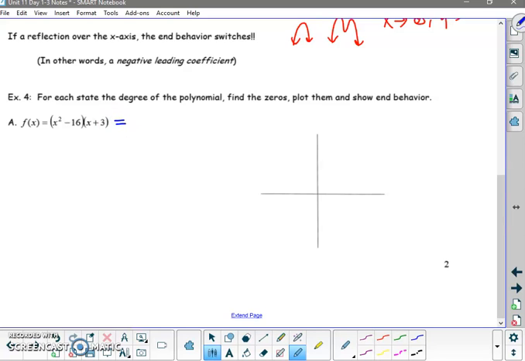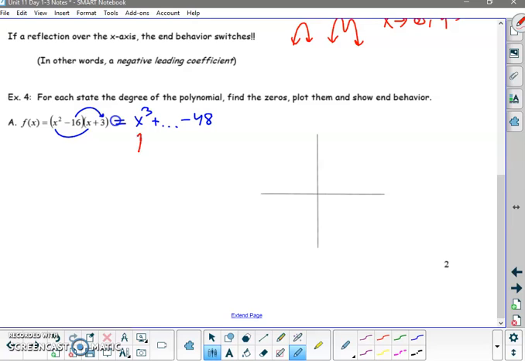So first, when we're given a polynomial, one of the things that I like to do is multiply it out so I'd get an idea of what that first term would be. So in this case it would be x squared times x, or an x cubed. I don't really care what the middle terms are, but I am concerned about the last term. So if I were to multiply these out, that would give me a negative 48. So what does this tell me?